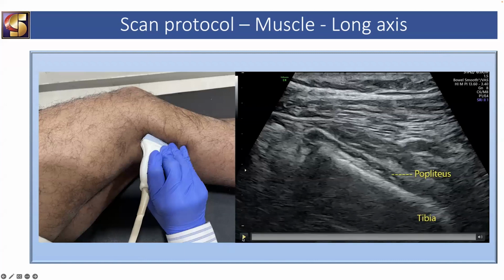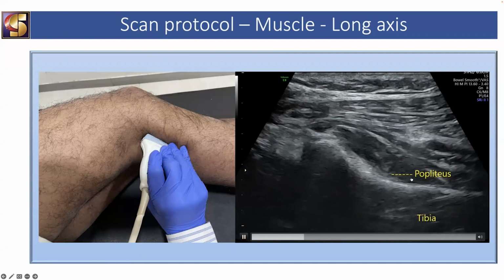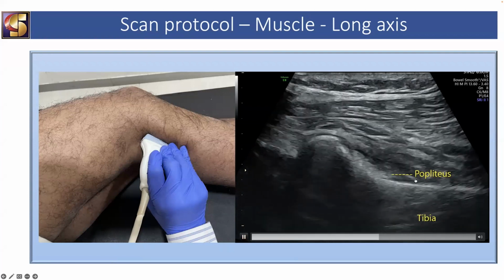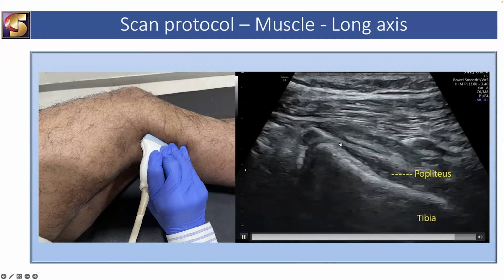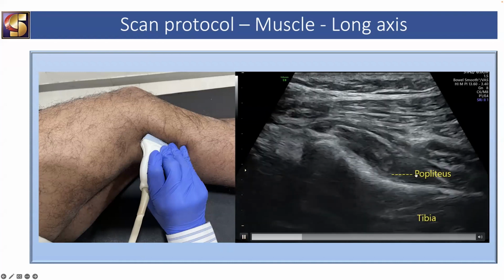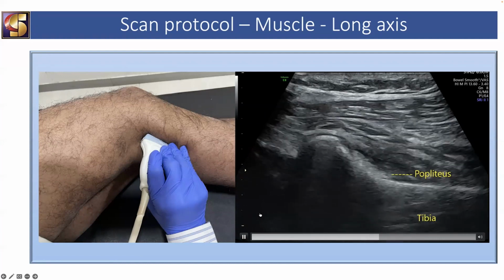So in this video, we can see the popliteus. This is a long axis view of the popliteus belly of the muscle. We can see the entire muscle. We can see the central aponeurosis within the muscle and the myotendinous junction.